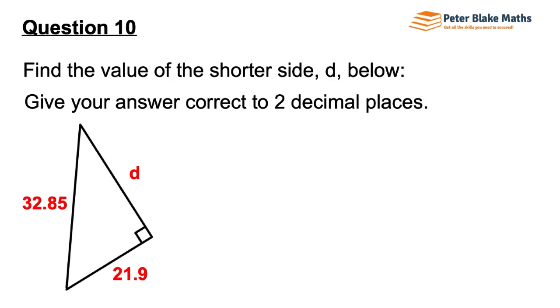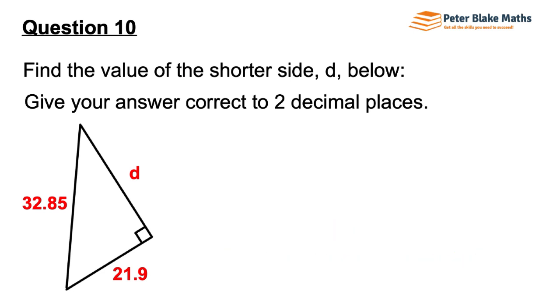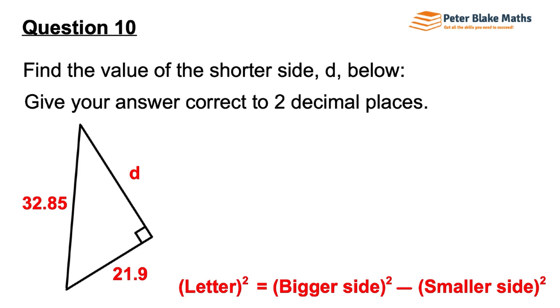Question 10. Find the value of the shorter side, D, below, giving your answer correct to 2 decimal places. Finding a shorter side, this is the way to set up the Pythagoras question here. The letter squared should equal the bigger side squared minus the smaller side squared. We use a minus between the squared bits in Pythagoras when we're finding a shorter side.